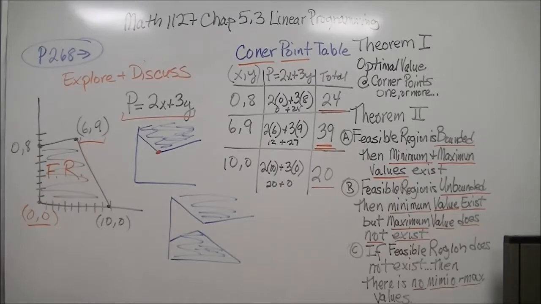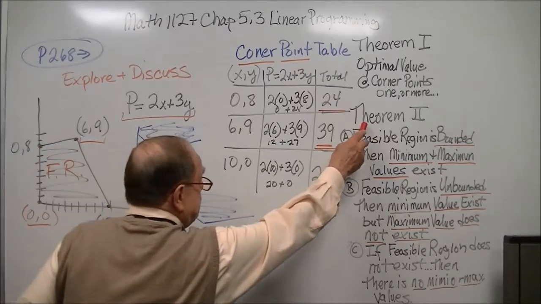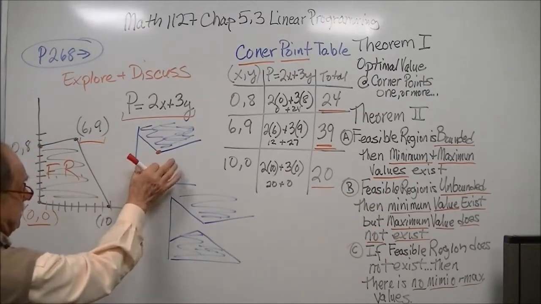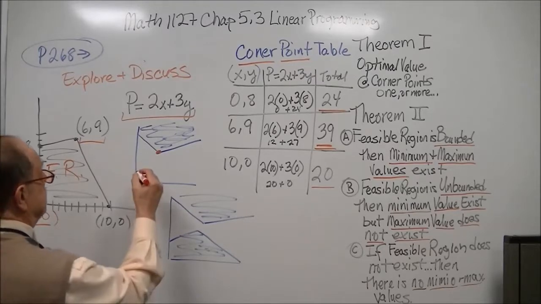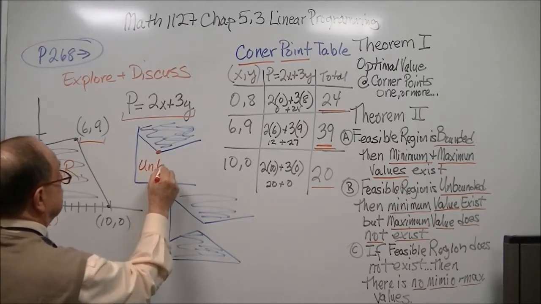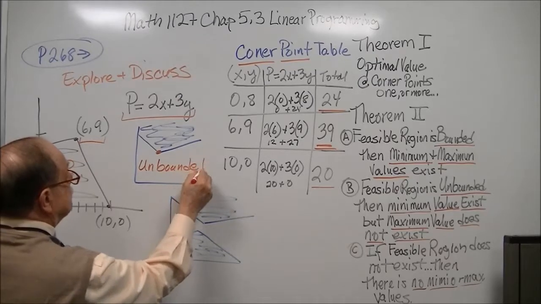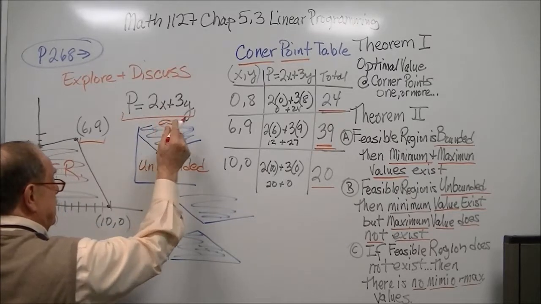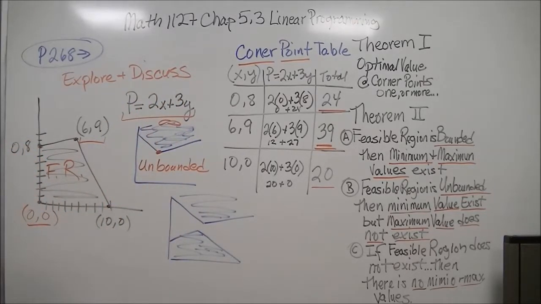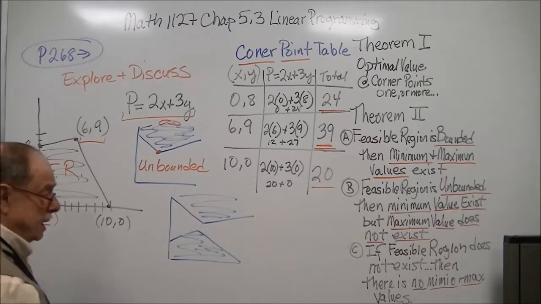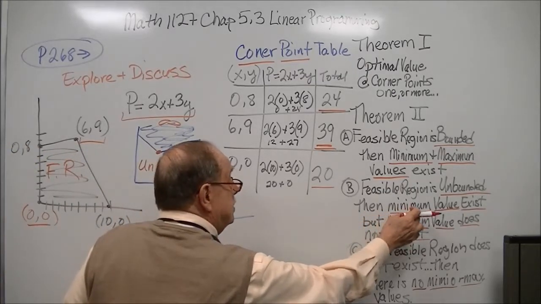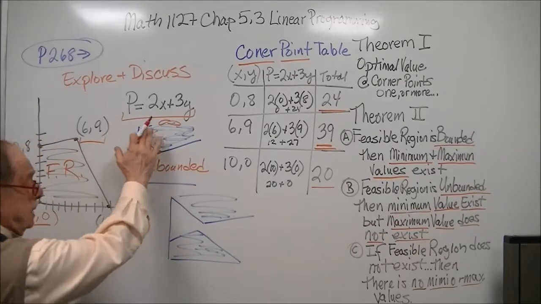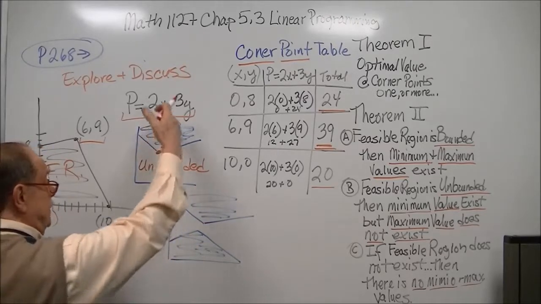this one again. So in Theorem 2, they talk about if the feasible region is unbounded. So this is an example of unbounded. Why is it unbounded? Well, because this is up toward infinity there. That would be unbounded. But it does have a minimum value right there where the lines intersect, but it does not have a maximum value.